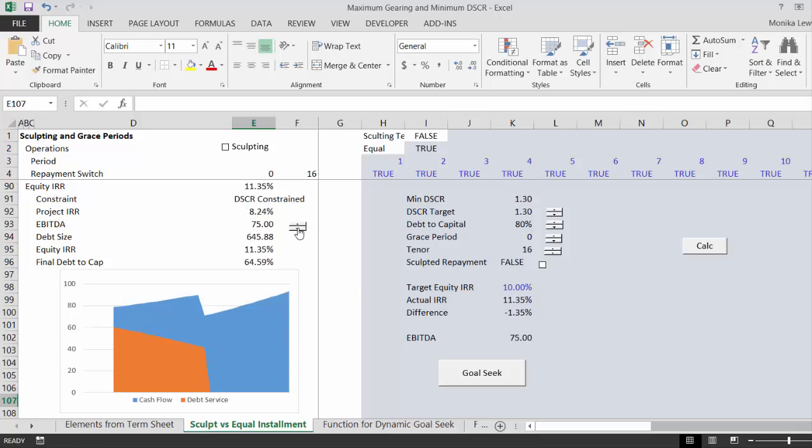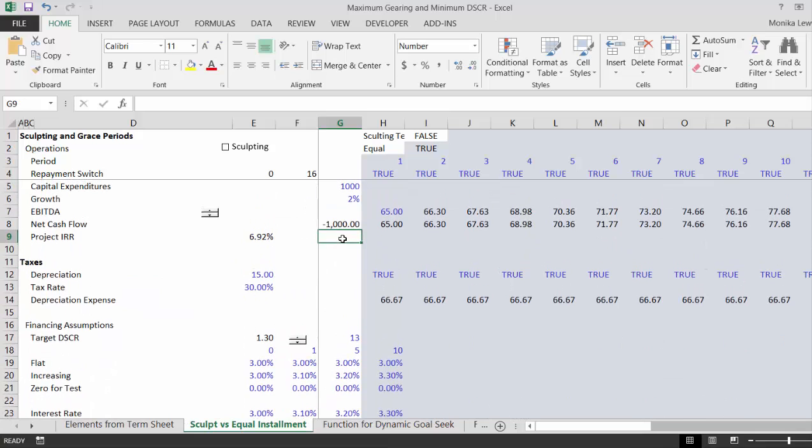But let's put a more realistic project IRR in, and if we sculpt it, we get up to 72% debt, and we get a 9.9% return versus an 8% because we're filling things in.